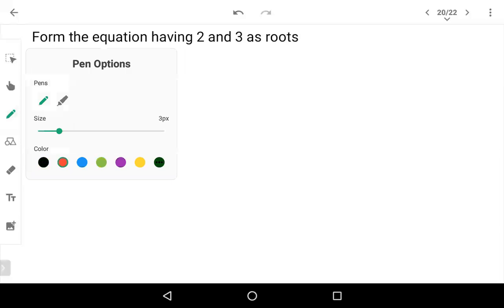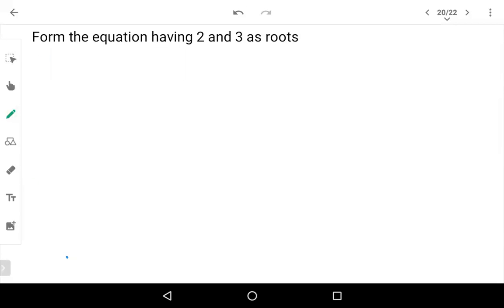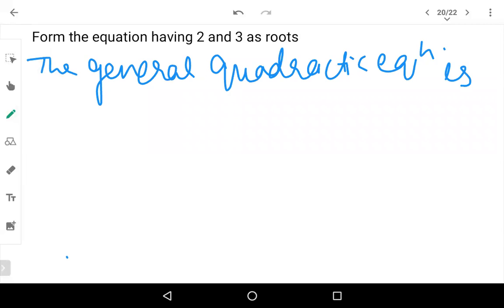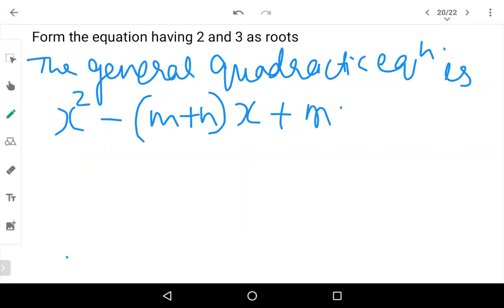Okay, so first what we are going to do here is write down the general quadratic equation format. x square minus (m plus n)x plus m into n is equal to 0. Okay, good. x square, m plus n is 5, m into n is 6, and the equation is x square minus 5x plus 6 is equal to 0.